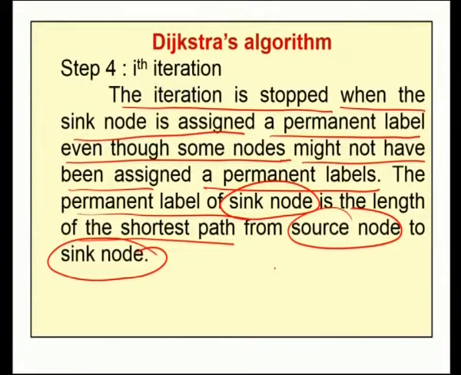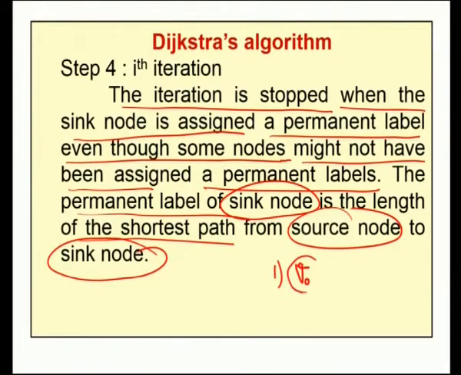Using the Dijkstra algorithm, we can find the shortest path between two nodes of a given graph by assigning labels to the nodes of the given network by an iterative procedure. In the Dijkstra algorithm, our first step is to choose an initial node. For that initial node, assign a temporary label. We take that initial node as V naught.